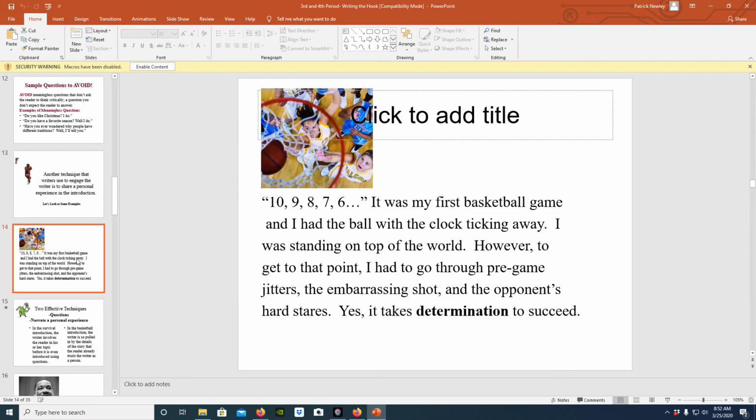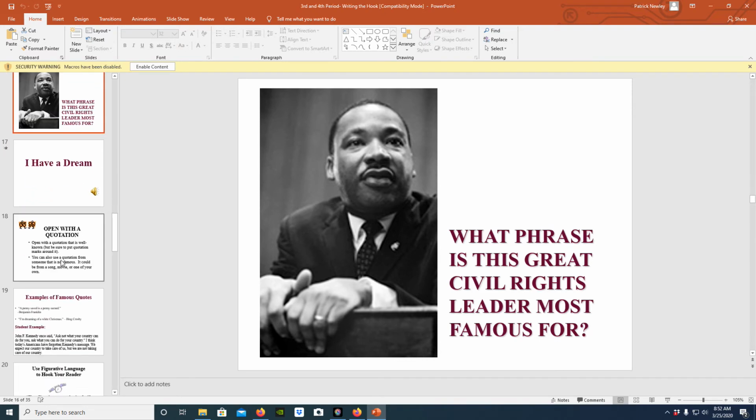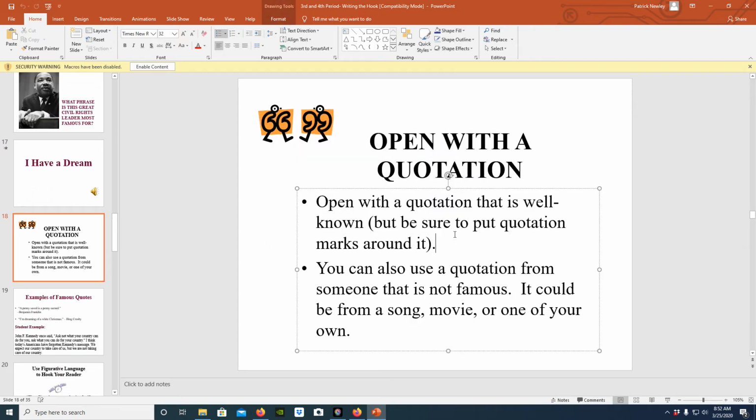Now, remember, if you open with a quotation, it should probably be a quotation by someone that is well known, meaning that they have an identity in the popular consciousness of our country or the world. Because sometimes if you use a quotation by someone that isn't really relevant in the field of what you're discussing, then it doesn't give credibility to your hook. And it's important to have that.